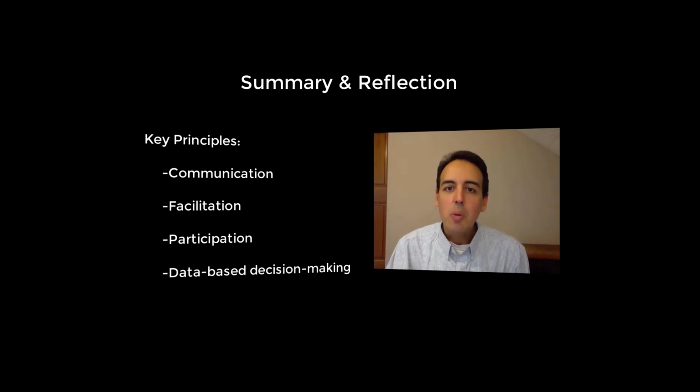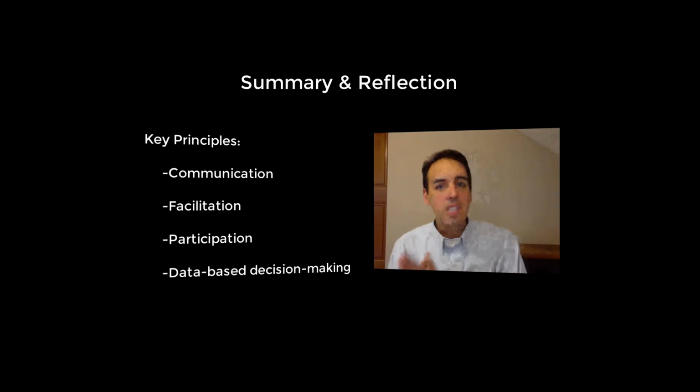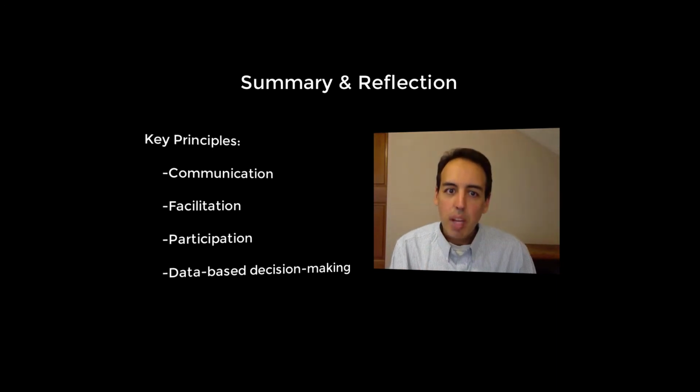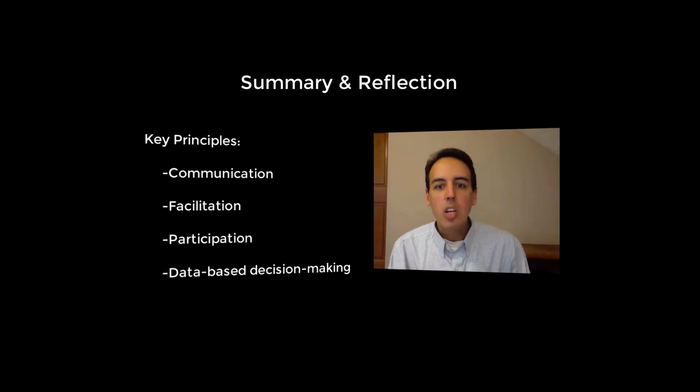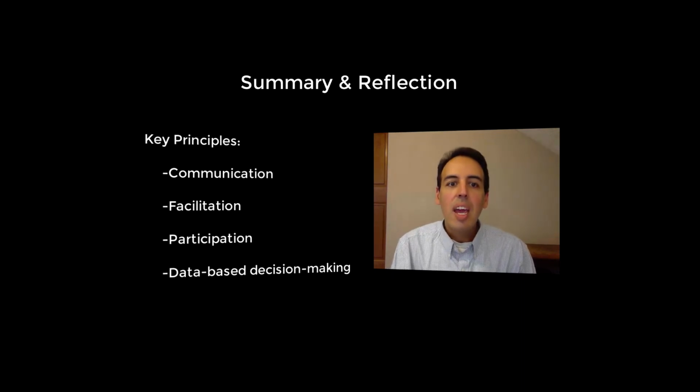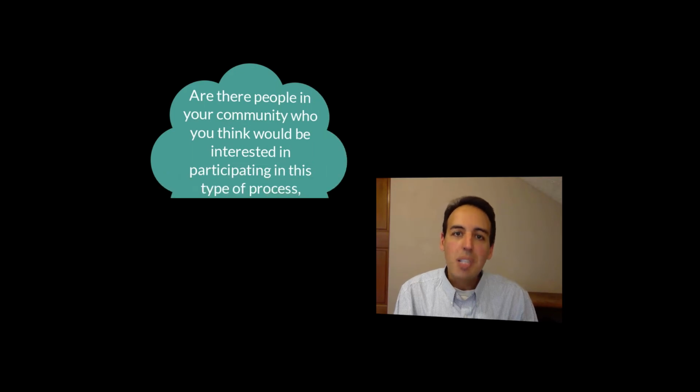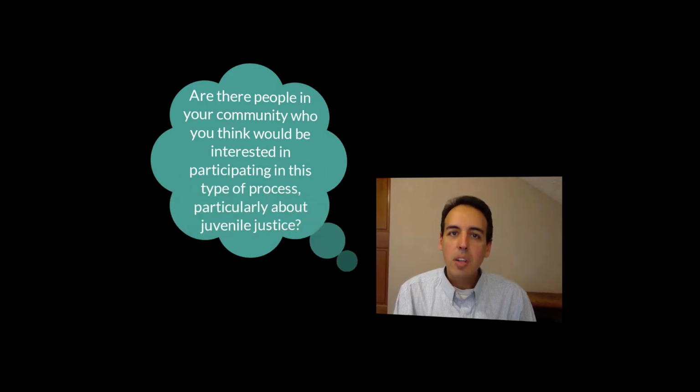Each of these elements influence the work of two key groups that have significant roles to play: the planning group and the facilitator group. I want to pause here for a reflection moment. I'll ask a question, and in your notes you can jot down answers to the question and even other questions that come to mind. So here's the question. Are there people in your community who you think would be interested in participating in this type of process, particularly about juvenile justice? Go ahead and list them while the music plays for about 45 seconds or a minute, and then by their name, write a couple of words as to why you think they might be interested. We'll come back to this list in a moment.